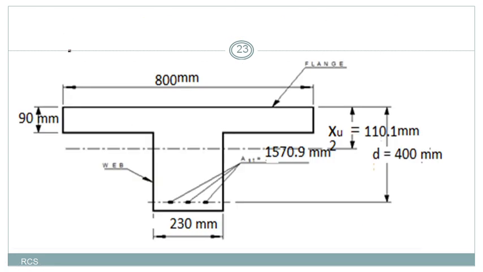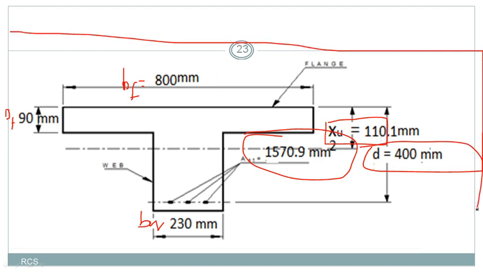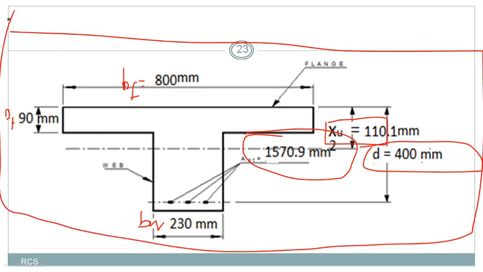See, this figure shows all the dimensions. This is Bf, which we have calculated, and this is Df, 90 mm, and this is the web width, that is Bw. And this is Ast, we have calculated for 20 mm bars, that is 1570.9 mm square, and this is Xu, the depth of neutral axis. What we calculated with respect to case 2B is Xu equal to 110.1 mm, and the overall depth is given in the problem. So this is the complete sectional dimensions or sectional properties of the given T-beam.